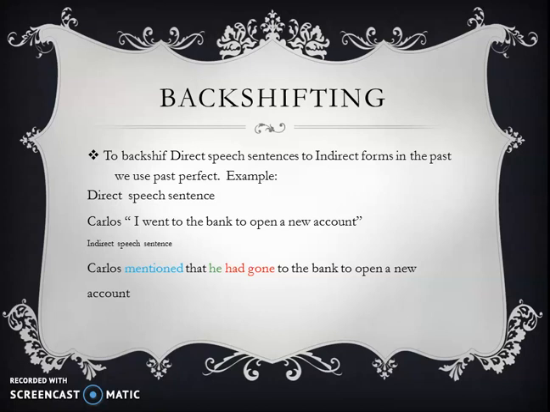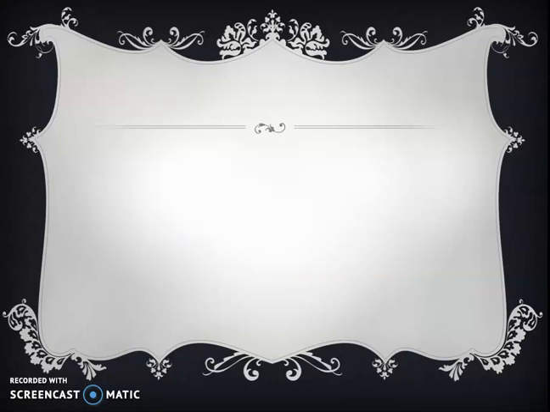And here are the changes. Instead of I, we use he because we are transmitting to someone else. The other part of the change is the verb. And we have the combination of the verb in the past perfect, which is had gone instead of went. And the special verb that I used was mentioned.